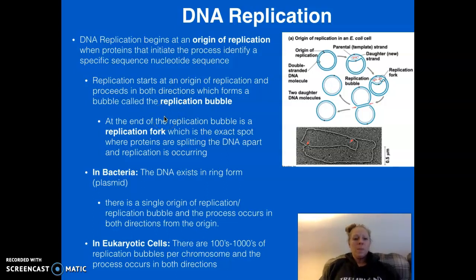And so we said that bacteria has a single ring of DNA called a plasmid. But in eukaryotic cells, we have 46 chromosomes, and on each chromosome, we're going to have hundreds to thousands of replication bubbles happening. Because we have so much genetic material, it's going to happen much quicker this way.